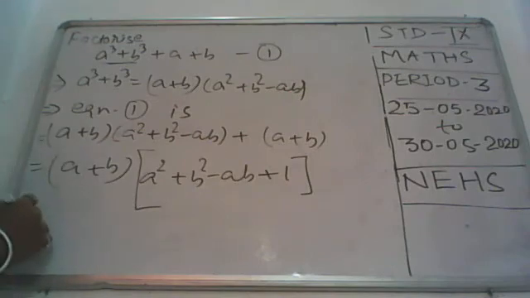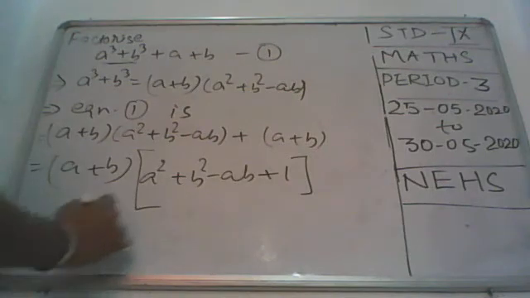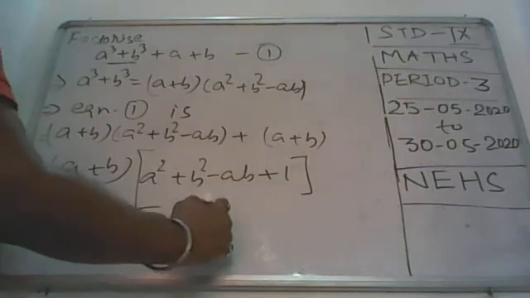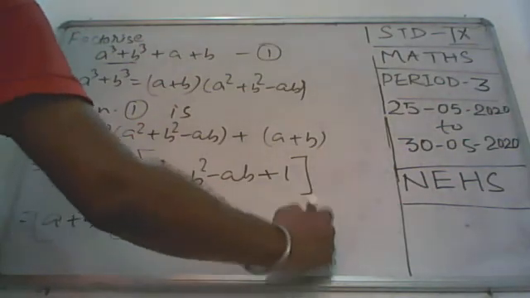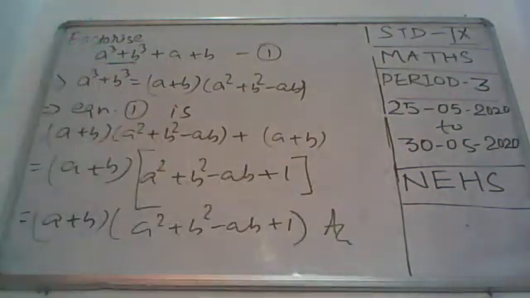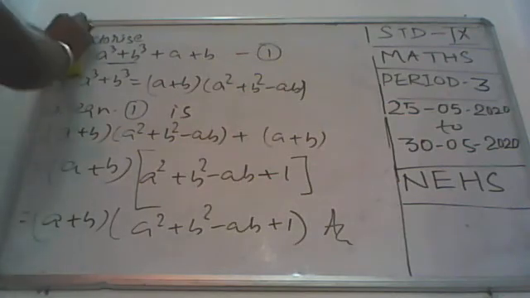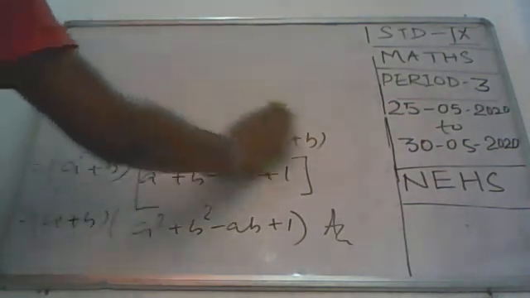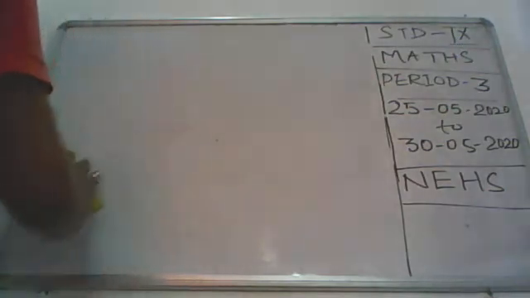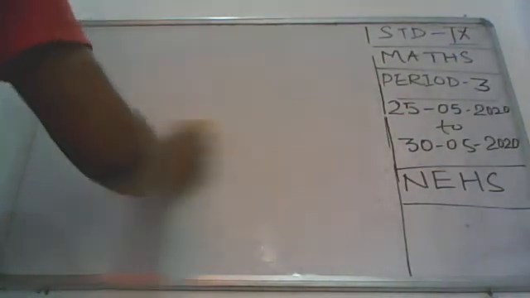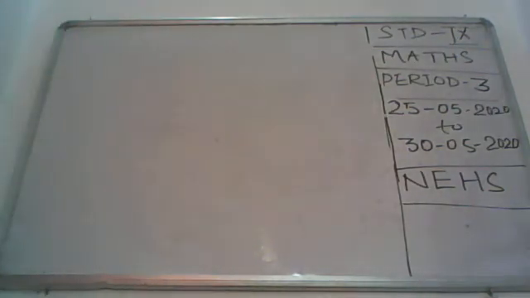So this is a plus b into a square plus b square minus ab plus 1. This is how we can factorize such types of questions. It's very easy now. We have to focus on the critical terms only. One more question and then this chapter is not going to disturb you. All questions will be understood.